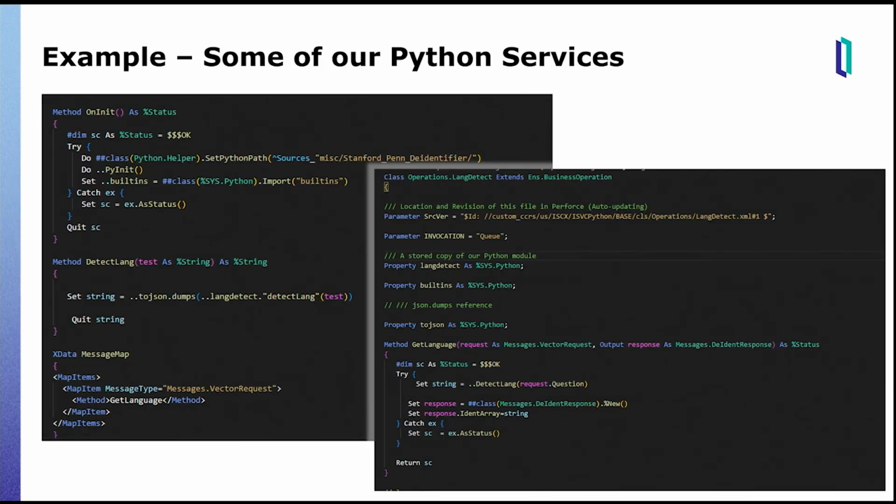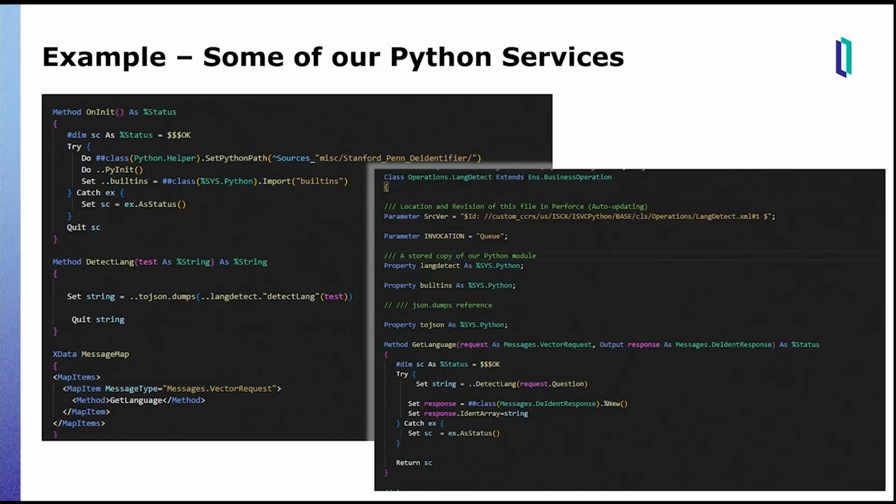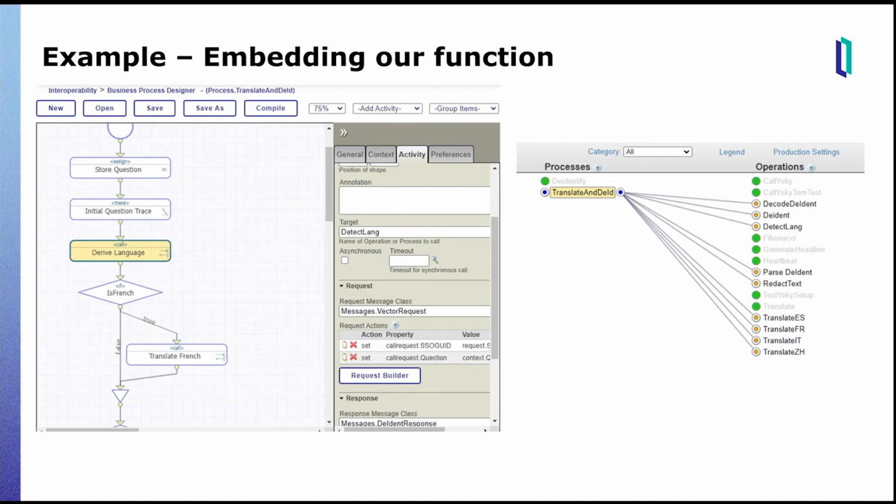When we're setting up our ensemble operations, we're then able to call into our language detection method here. We're able to call into that almost as if we're calling Iris, and then we can pass that back up through the chain, get the language, and incorporate that into a business process.